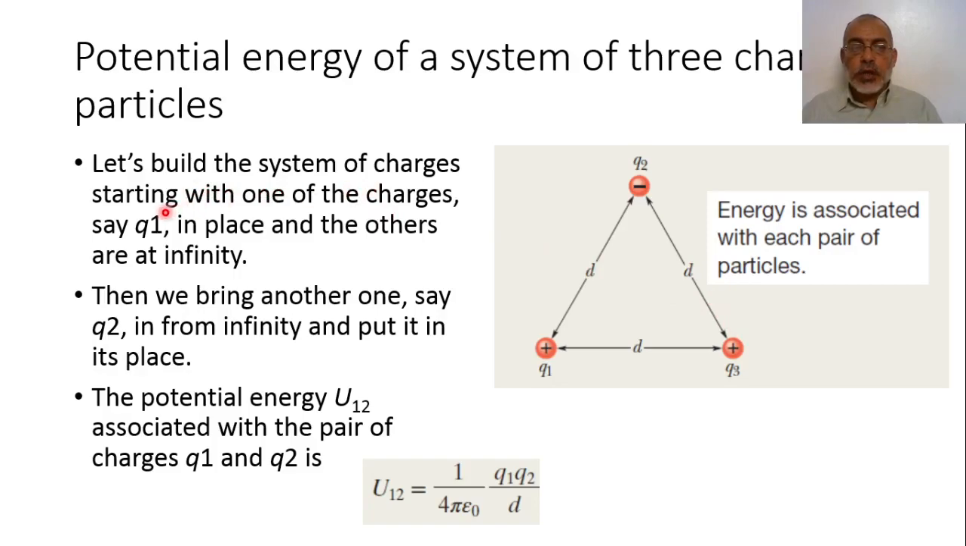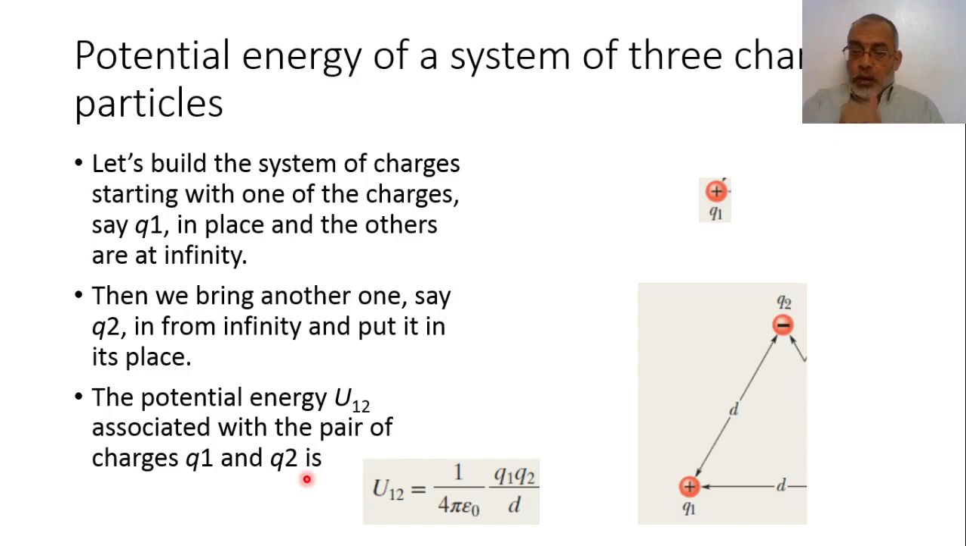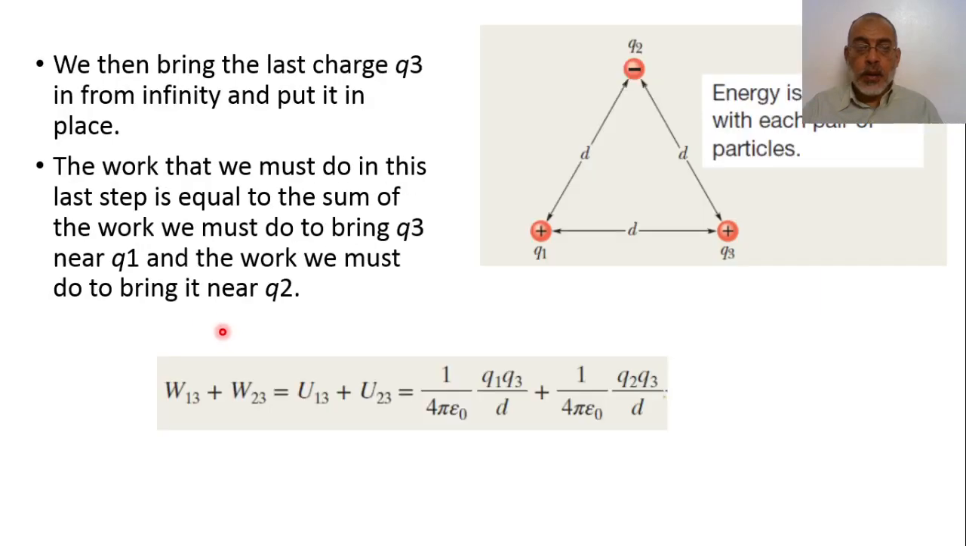Let us build a system of charges, starting with one charge Q1 in place and the others at infinity. Then we bring another one, say Q2, from infinity and put it in place. The potential energy U12, between 1 and 2, is 1 over 4π epsilon naught Q1 Q2 over D, associated with the pair Q1 and Q2. Now, let us bring the third charge Q3 from infinity.